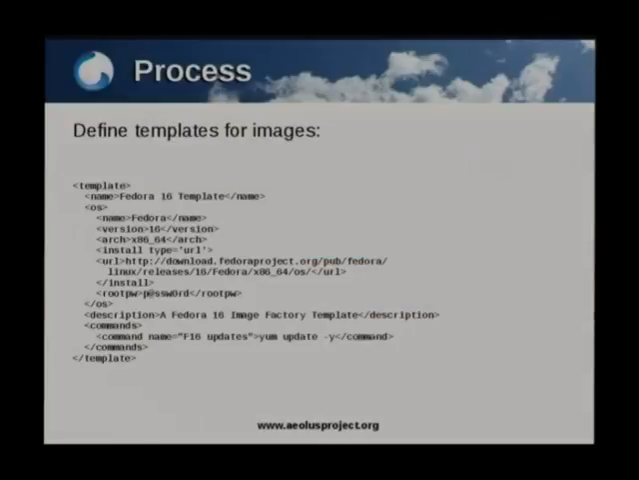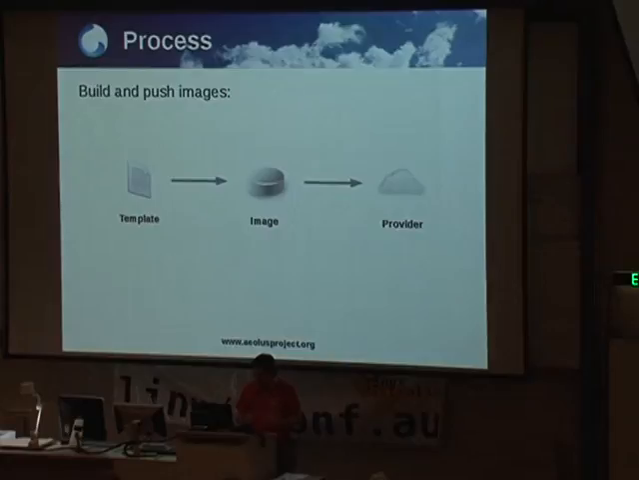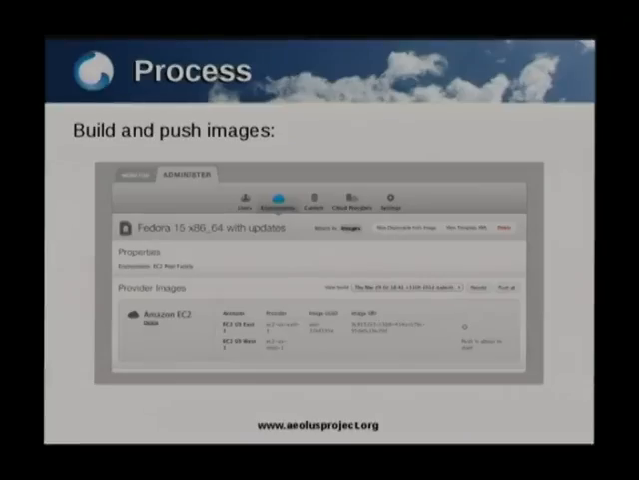Then you define templates for your images. So this is an example of a template definition file. It's a little out of date, Fedora 16, but it sort of gives you an idea of what's involved here. So this basically is a Fedora 16 base image that automatically updates upon creation. Then you build and push your template, you build it into an image and then push it out to your cloud provider. And this is the UI for the build and push part for your images.